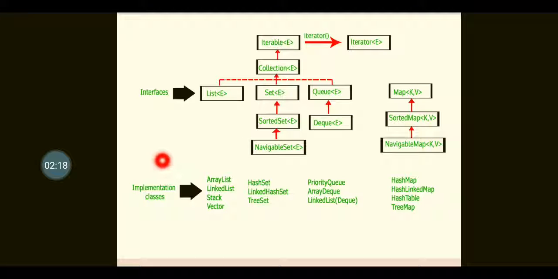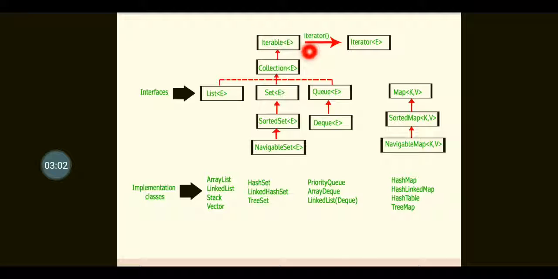So this is the diagrammatical representation of collection. From the collection we have the various interfaces: list, set, queue, and from the set interface we have the sorted set and navigable set interfaces, and from the queue interface we have the sub interface dequeue interface, and similarly from the map interface the sub interfaces are sorted map and navigable map interface. The collection will act as a sub interface of iterable.